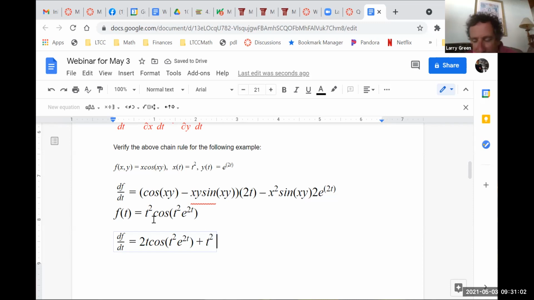Okay, and then times, now we have to take the chain rule and product rule. So the chain rule says I take the derivative of the inside. Well, we got to take the derivative of t squared e to the 2t using the product rule and the chain rule again. Derivative of t squared is 2t times e to the 2t.